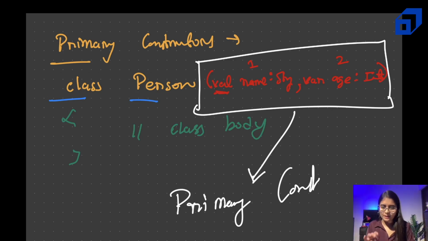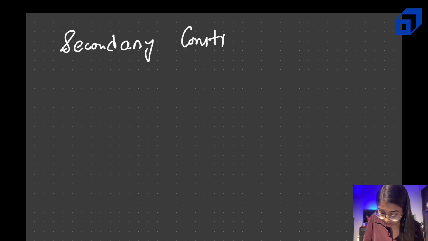I hope this much is clear. You now know what a primary constructor is and how it is declared, right? It is part of the class header only. You write class, the name of the class, and inside parentheses you pass the parameters which are useful for the class body. Maybe you will use the name and age inside the class body. So yes, this is it about the primary constructor. Let's move on now to the not so common constructor type, and that is your secondary constructor.